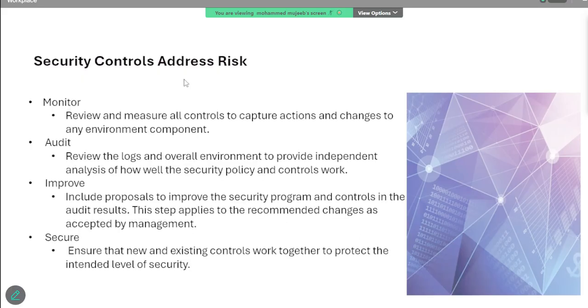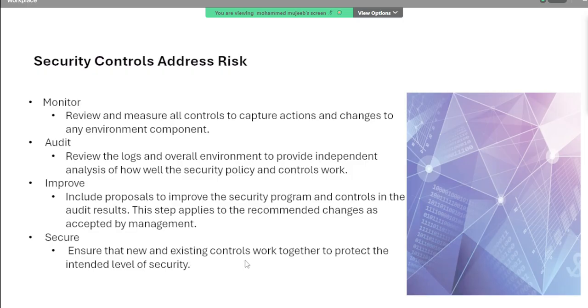So security controls addressing risk. Monitoring reviews and measures all the controls to capture action and changes to any environment component. The audit reviews the logs and overall environment to provide independent analysis, including proposals to improve the security program and controls, and audit results. So when the audit is done, they will propose improvements for your security programs, and then you will apply those steps. Who you means all your product owners and security team.